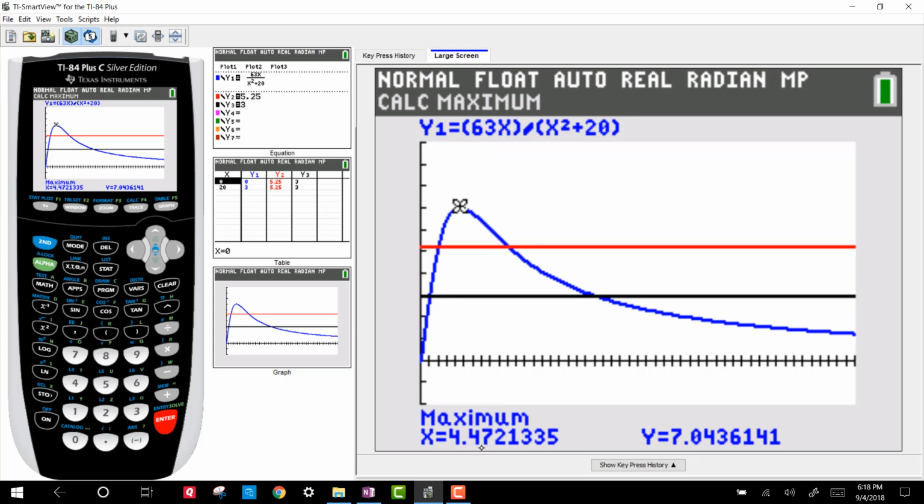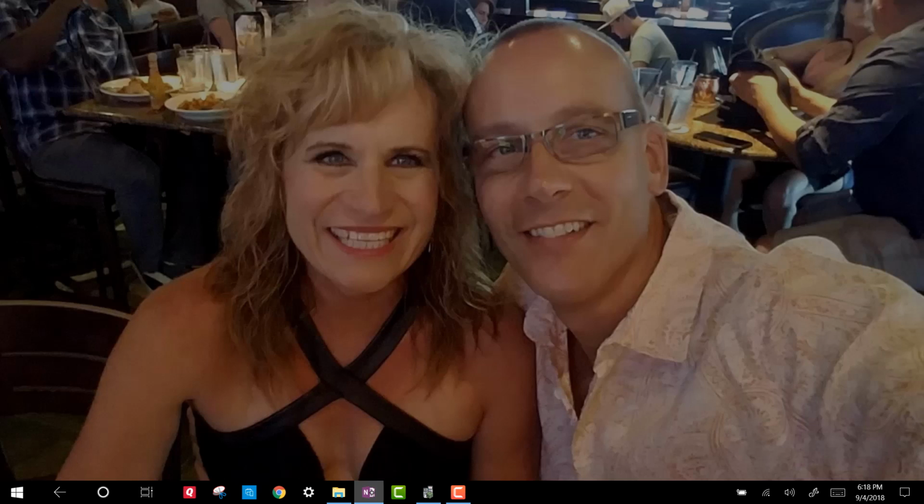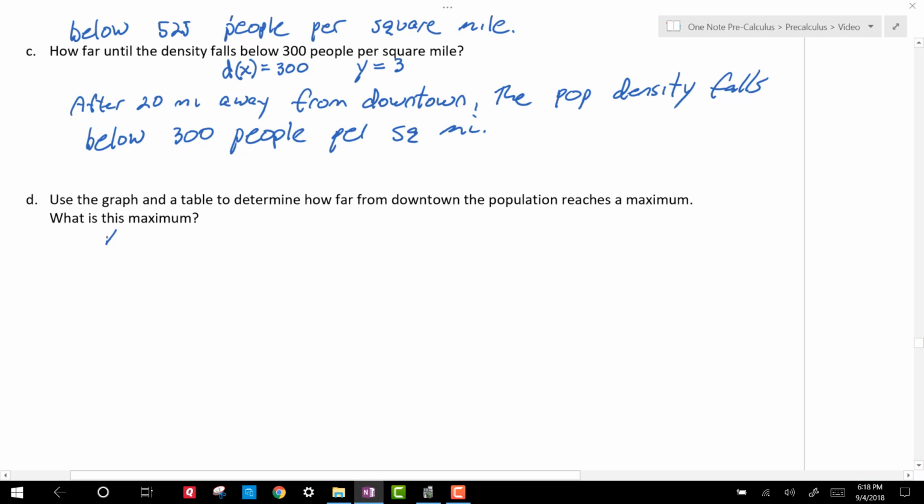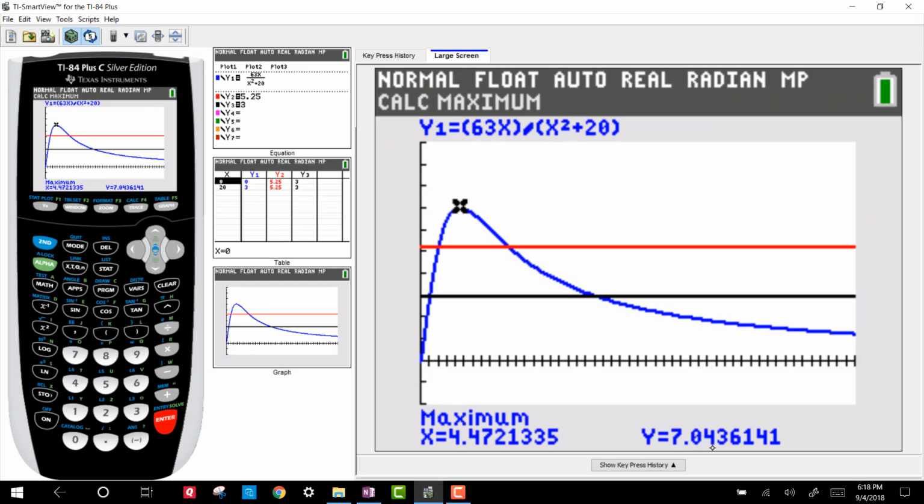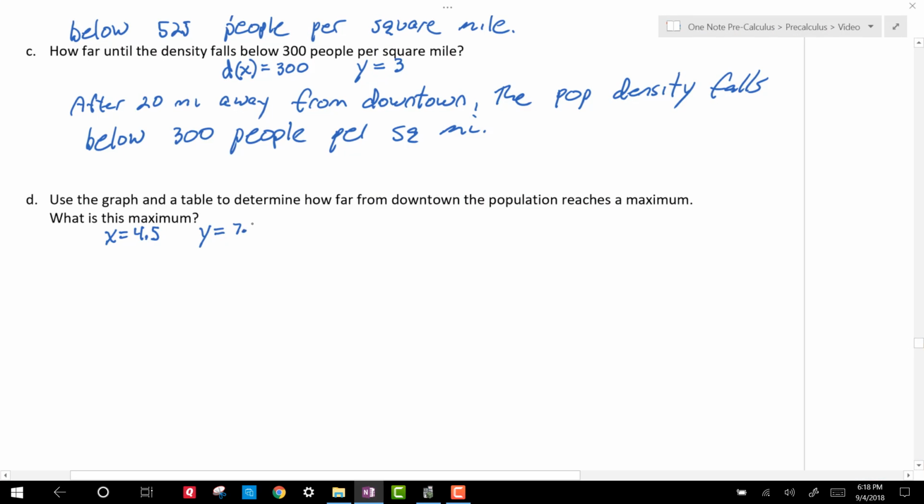But at x equals 4.5, you notice I'm rounding up here, y is equal to 7.0 for rounding to the nearest tenth. Okay, so I'm going to use 2 decimals, and I'll tell you why in just a second. I'm going to just write them down. At x equals 4.5, y is equal to 7.04.